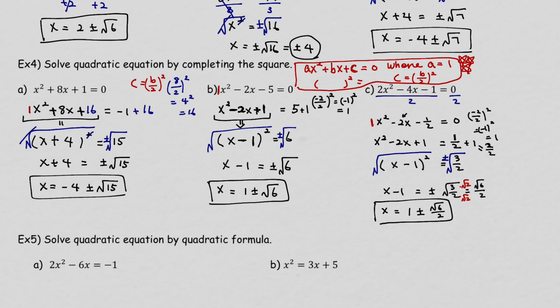If you want to have the same denominator, you can also write it as 2 over 2 times 1. So it will be 2 plus or minus square root of 6 over 2. So any of these solutions will be the same, right? Any of these will be the same solutions.